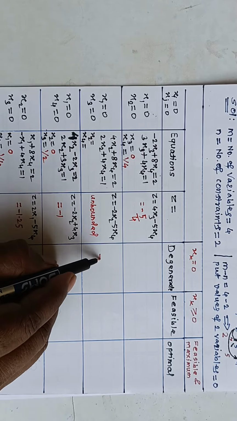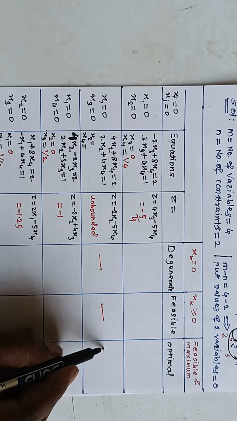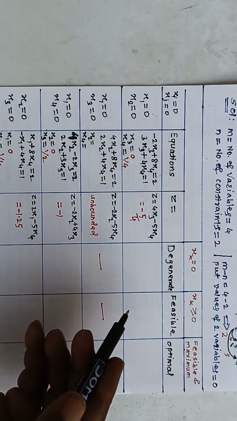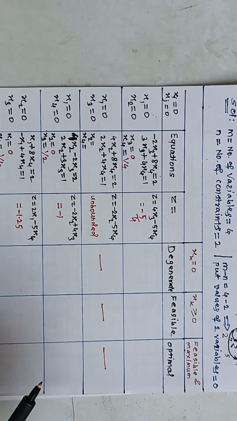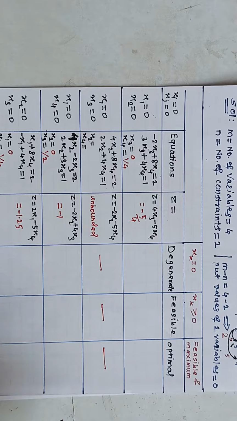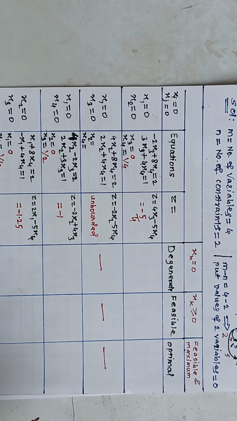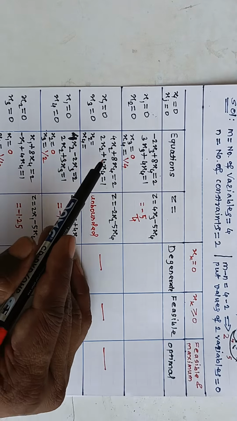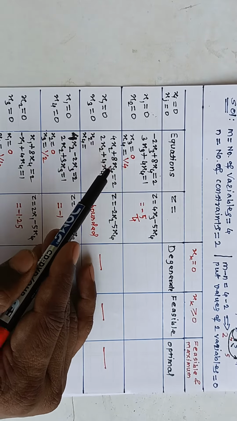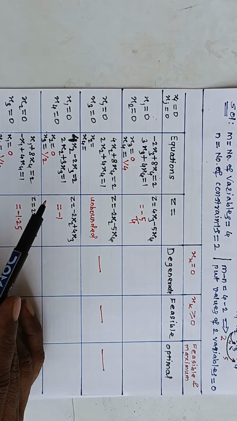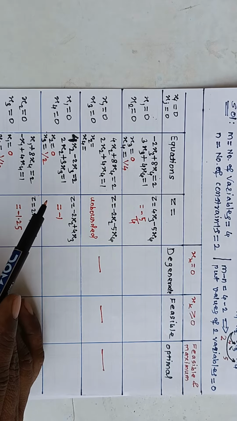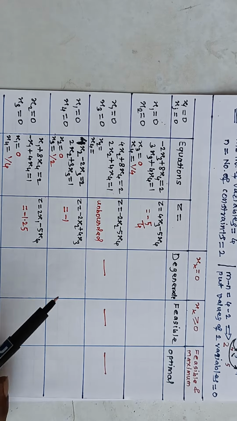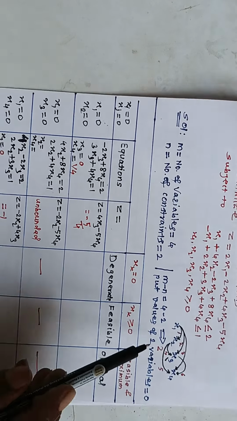Everywhere you can put like this, not applicable, not applicable. It means we cannot say the solution is degenerate, feasible or optimal, because this is unbounded. It means these two equations we can't solve. We will get a maths error if we solve by using the calculator. Then what is the third way?